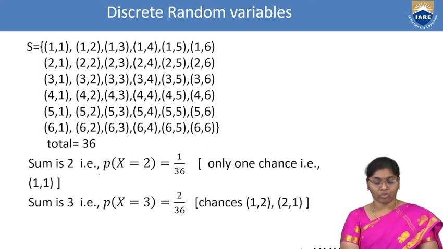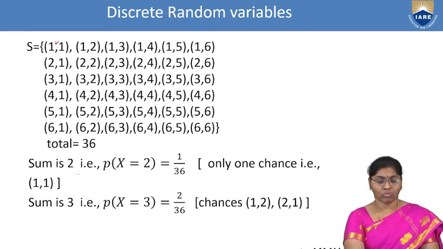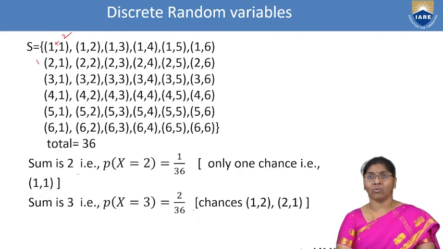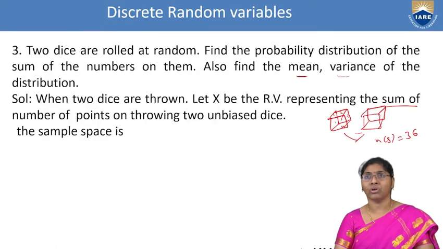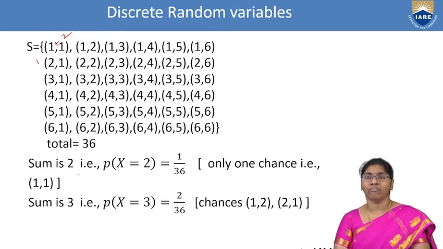Okay, the sum is 2. Here the sum is 2, and we get only one chance, so the probability is 1 by 36. Earlier we discussed this kind of problem, but in that problem we did not calculate mean and variance. Here we are calculating the mean and variance.